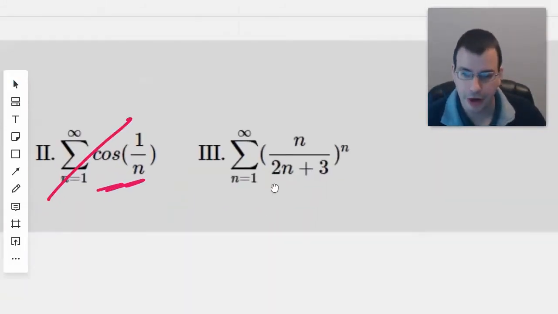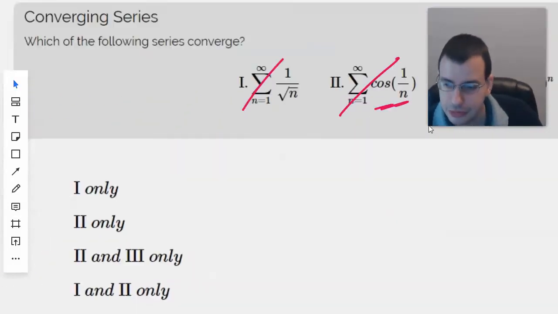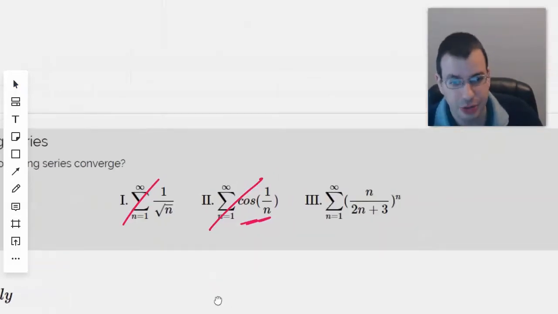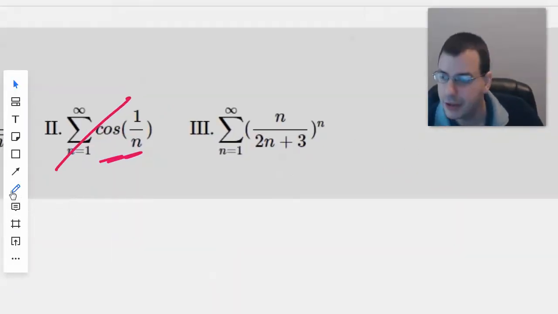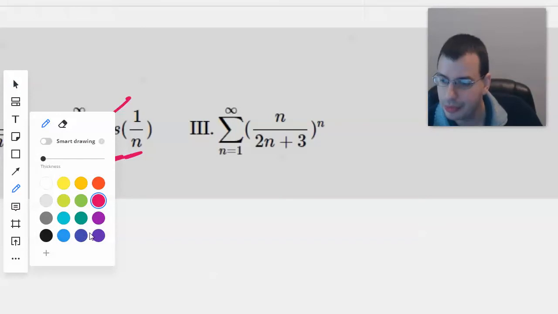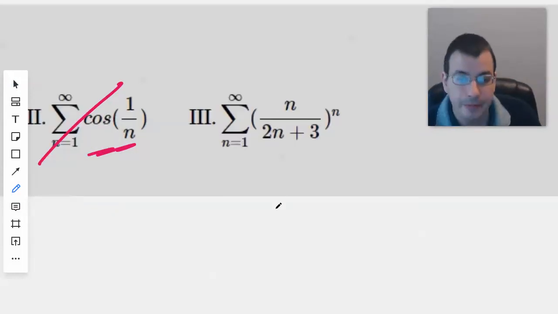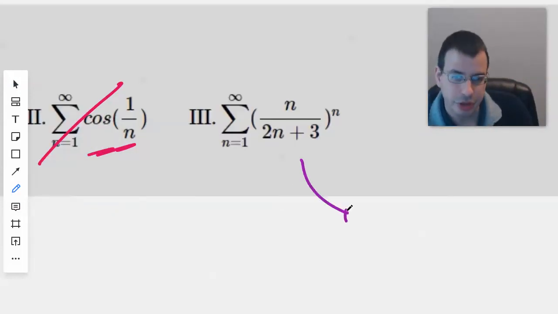All right, third one. So since we know it has to be one of them, it's probably going to be this one. Purple. So let's see what we got here.